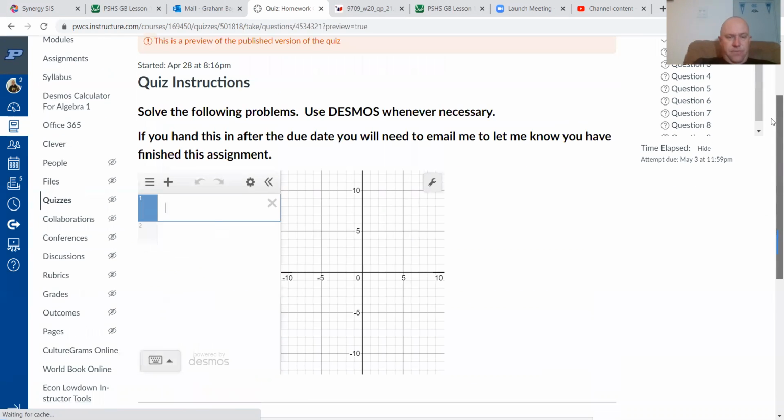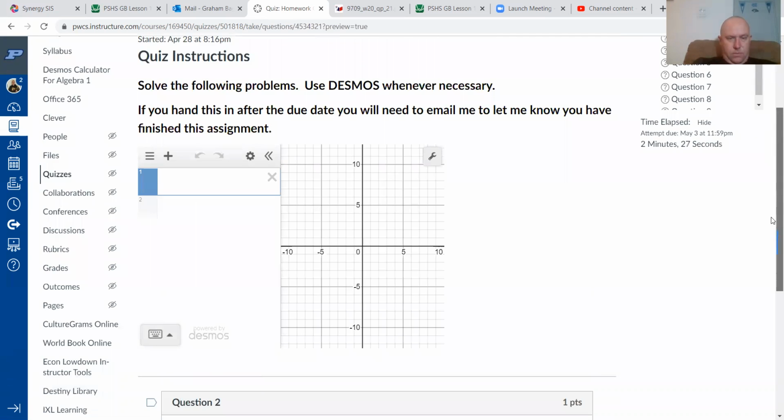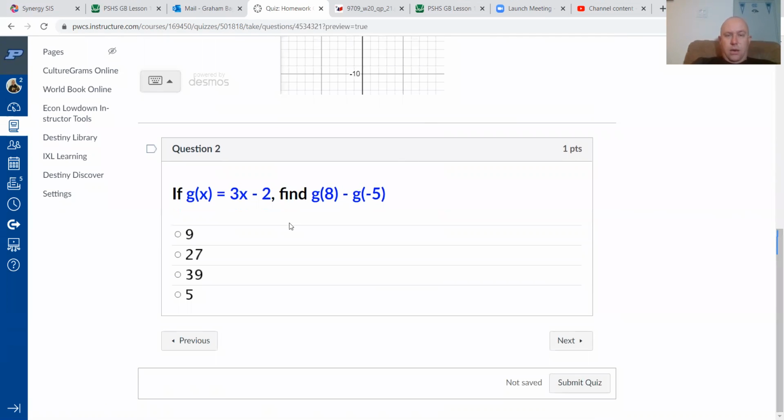So for question 2, not particularly an obvious one for this one. Find g of 8 minus g of -5. We actually have two parts to this question. What it wants you to do is work out when x is 8, what does this equal, using either a method as we just showed you a second ago. And then it wants you to work out g of -5, which means what happens when you plug -5 in for x, using any of those three methods I just showed you.